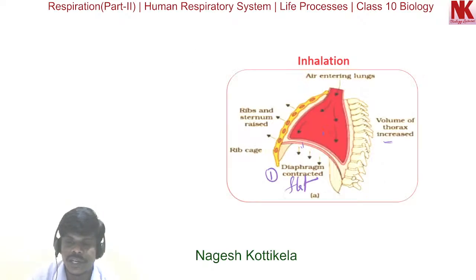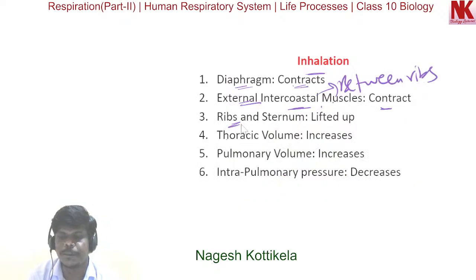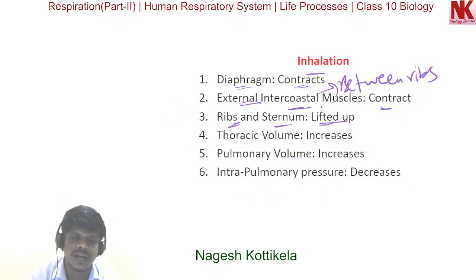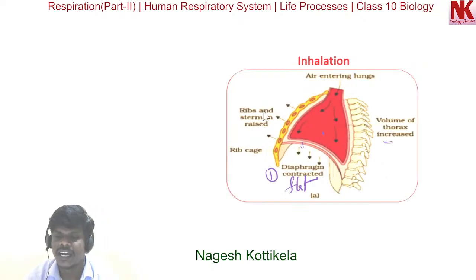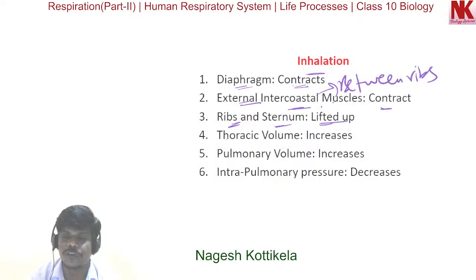So here you can see between the ribs intercostal muscles are present, they also contract. Then after that, ribs and sternum are lifted up, as I have already shown here. So these are the three important aspects that I have discussed so far.